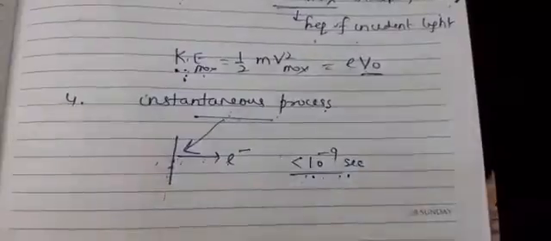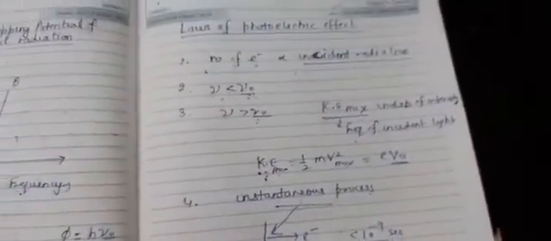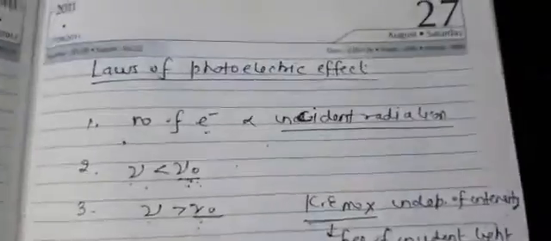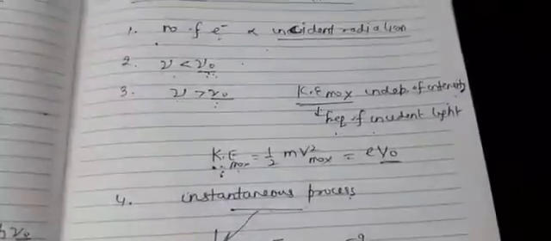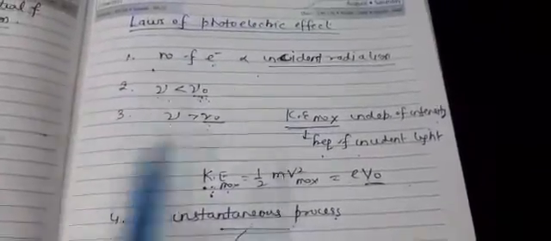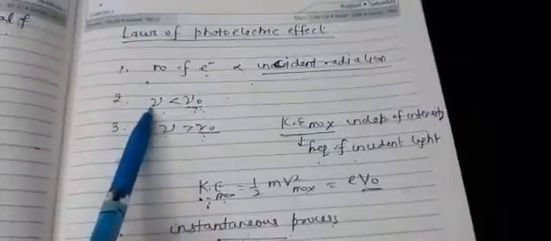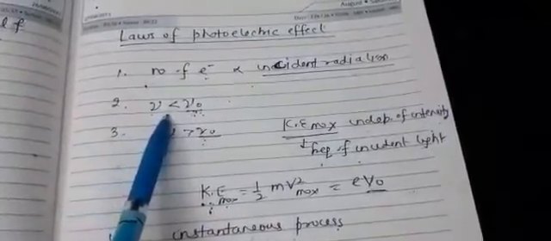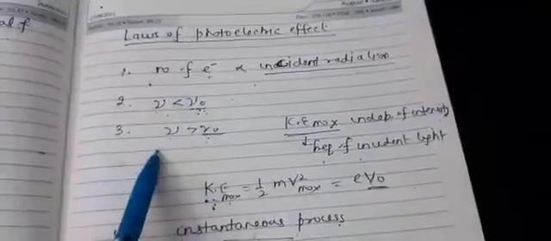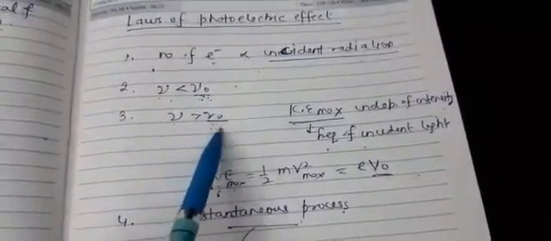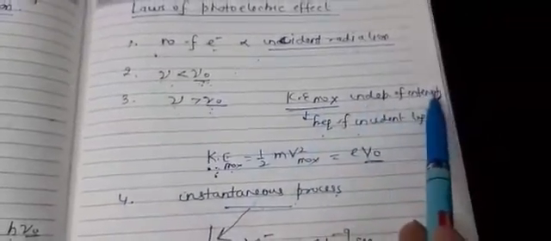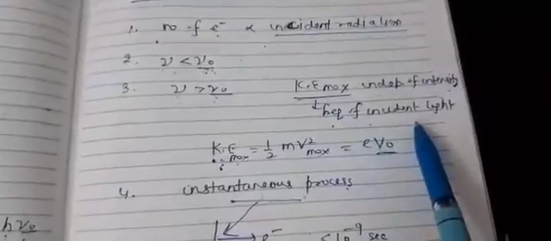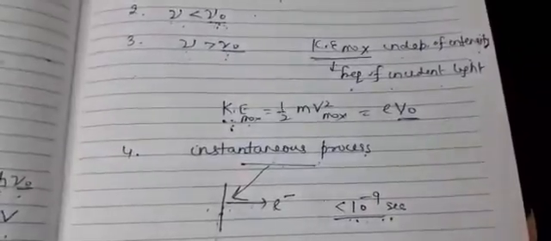After that, there can be questions on these laws of photoelectric emission, so you must learn them. There are basically four laws. The number of photoelectrons emitted is proportional to the intensity of incident radiation. No emission of electrons takes place when the incident frequency is less than the threshold frequency, and electron emission takes place for frequency greater than the threshold frequency. For such frequencies, kinetic energy is independent of intensity but depends upon the frequency of incident light. And the last point: photoelectric emission is an instantaneous process.